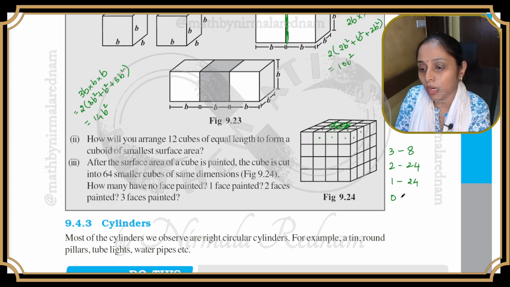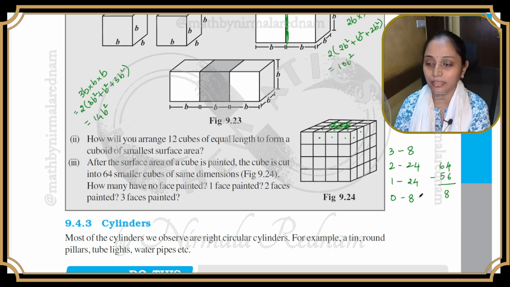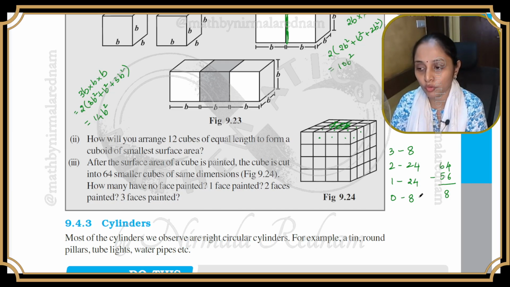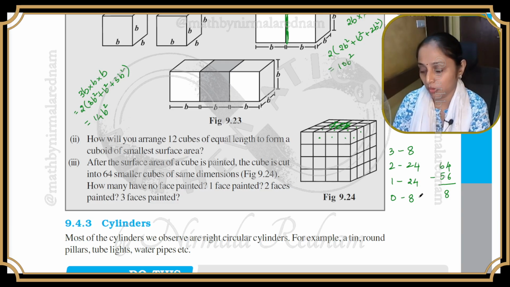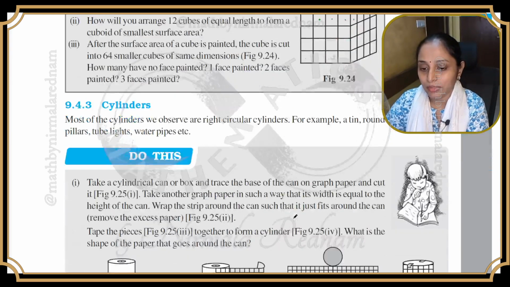Now, what about 0 faces? You don't have to actually calculate it, because you know the total is 64, right? If you add this up, you're going to get 48 plus 8, 56. So if I subtract 56 from 64, I'm going to have 8. That means no face painted, you're going to have 8 cubes that are completely in the interior of the cube, which has no face painted on it. So that is the answer.